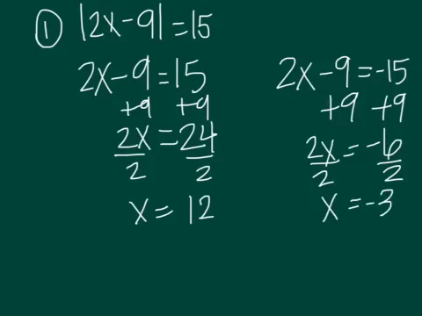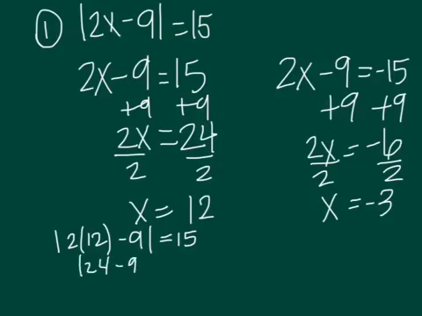Now we need to go ahead and check this. So I'm going to plug these solutions into the original problem. So the absolute value of 2 times my x, which was 12, minus 9 is equal to 15. So let's see if this works. 2 times 12 is 24, minus 9, and the absolute value of that is equal to 15. And I know that 24 minus 9 is in fact 15, so 15 is equal to 15, so that one checks.